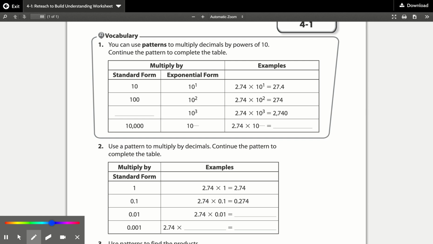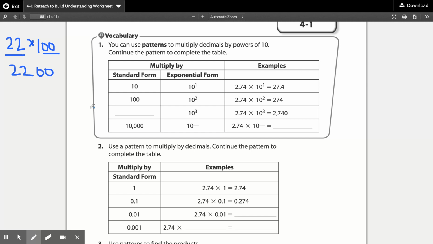Hey guys, today we are learning to use patterns to multiply decimals by the powers of 10. So we already know how to multiply by powers of 10 when we're talking about whole numbers. If I have the whole number 22 and I'm multiplying that by 100, I know that I write down my original number, 22, and I add 2 zeros.